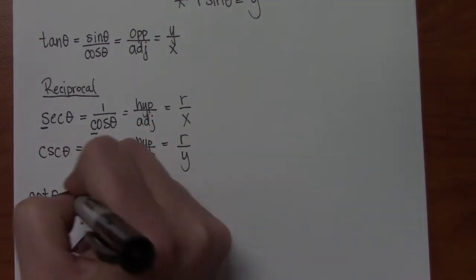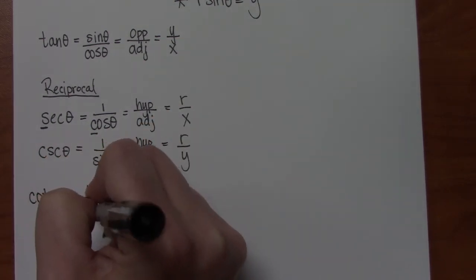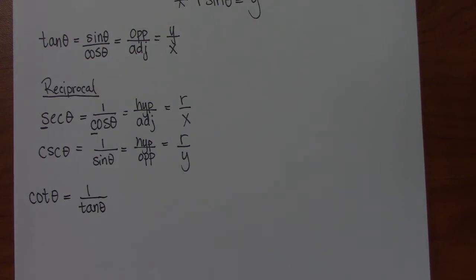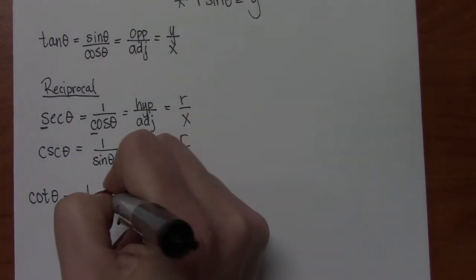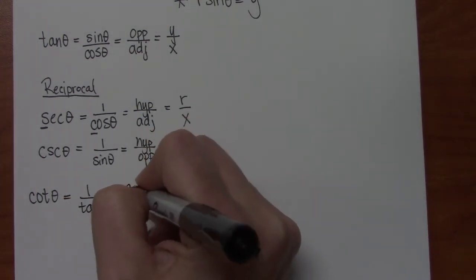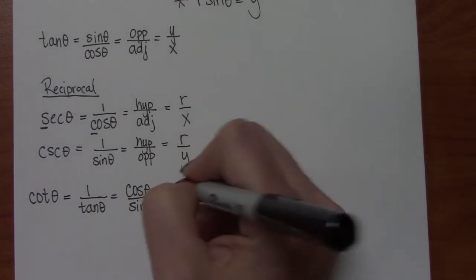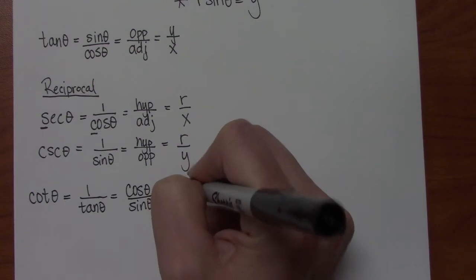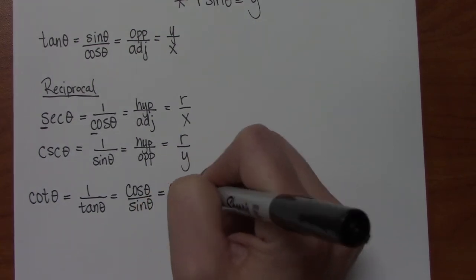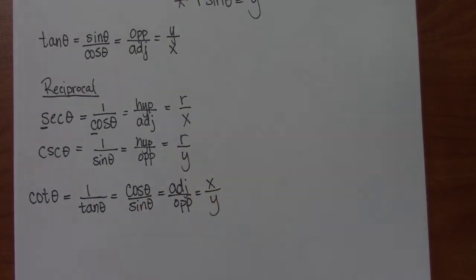Cotangent theta is 1 over tangent, and that's easy to remember because they both have tangent in them, right? So if tangent was sine over cosine, then this is going to be cosine over sine. So now you would say adjacent over opposite, or x over y. So all of these are ways we could find cotangent.